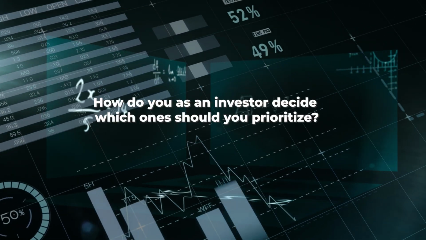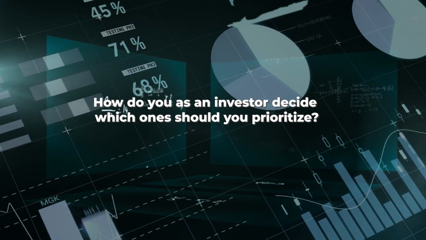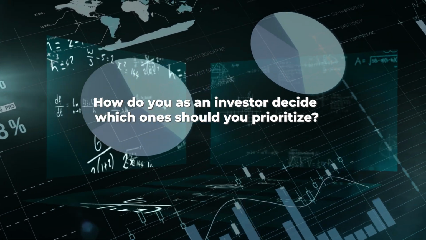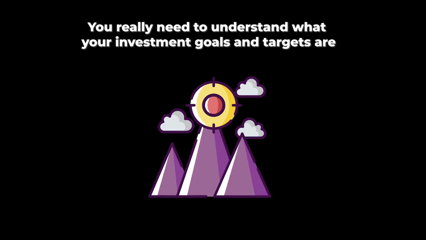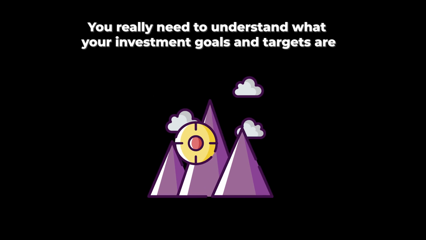So now that I've run at a high level through some of the most important metrics, how do you as an investor decide which ones you should prioritize? Is there one that should be more important to you? How do you prioritize them? This leads us to the discussion that you really need to understand what your investment goals and targets are, right? And here's what I mean by that.